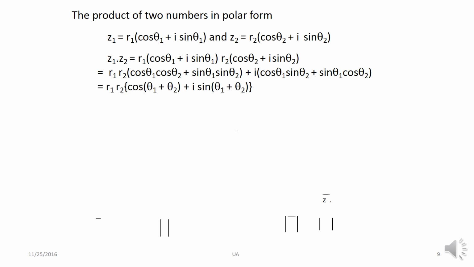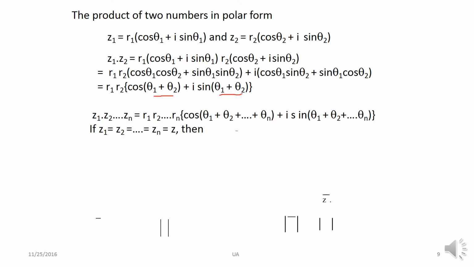Further we can write them in this form, and suppose instead of two numbers we have many numbers, say n numbers. This will become r1 r2 up to rn, and the angle becomes theta 1 plus theta 2 up to theta n, and this is what we have written here. If z1 z2 up to zn are n numbers and we multiply them, this gives us r1 r2 up to rn (cos of theta 1 plus theta 2 up to theta n plus i sin of theta 1 plus theta 2 up to theta n).